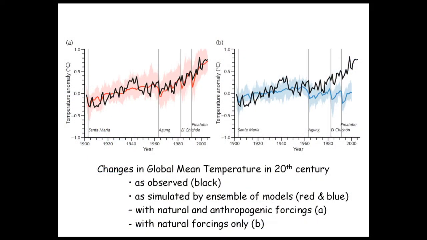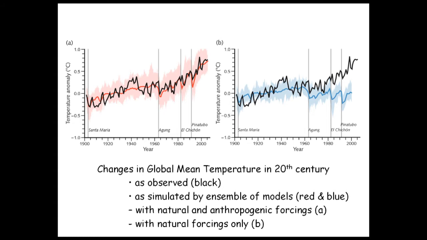These are the average temperature of the atmosphere over the 20th century. The black line is the observed increase in temperature over the 20th century. A very substantial increase in the latter part of the century because of the increase of greenhouse gases.